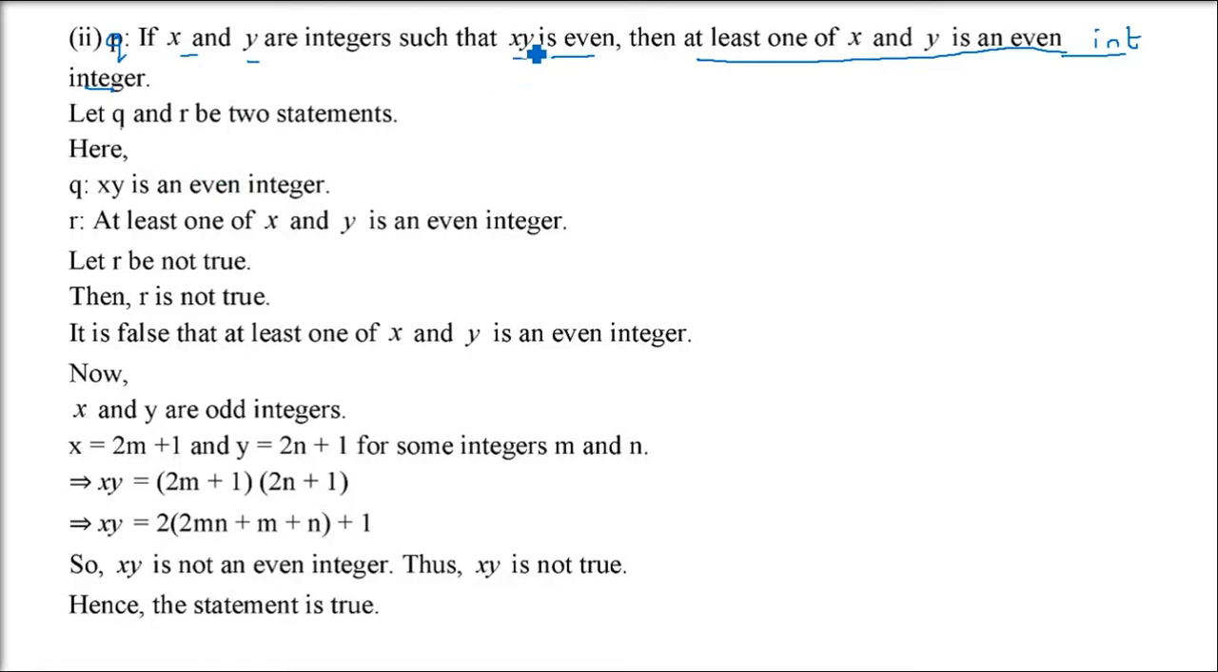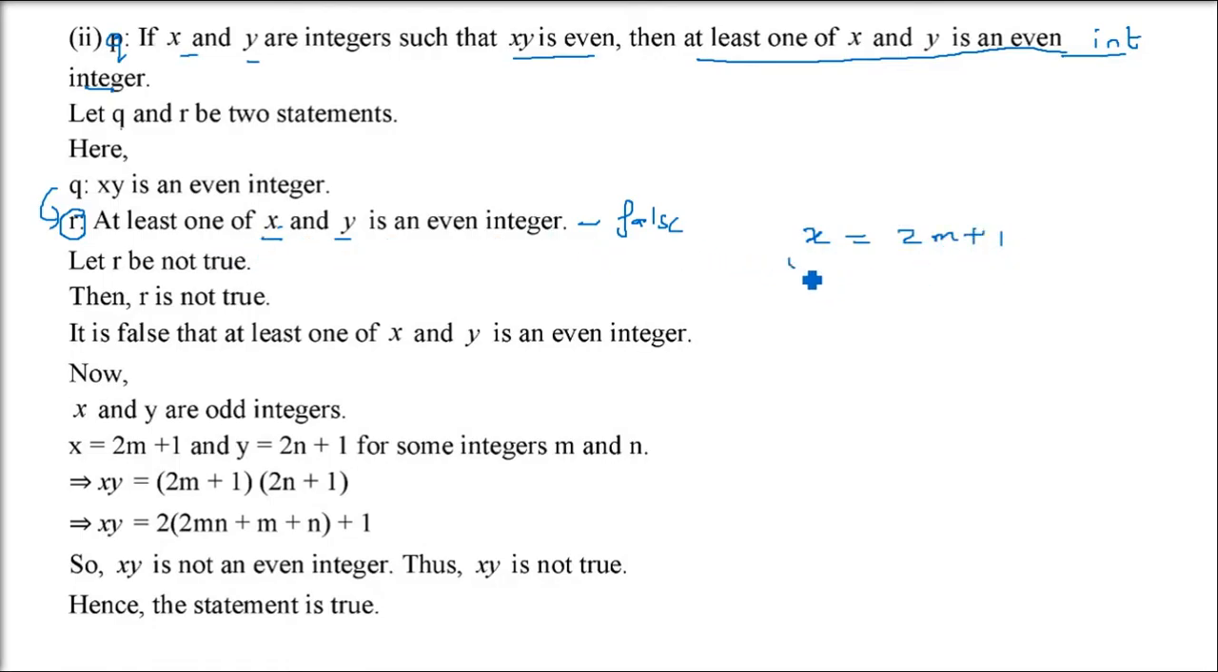So first, let q not be true. Assume it, the contrapositive. So let us say q is not true. That is, at least one of x and y is an even integer is false. We assume it purposefully that if this is not true, that is, x and y are odd integers. We assume that they are not even, they are odd integers, contrary to what is given. I'm saying again that we are assuming it to be false. We are taking the method of contrapositive.